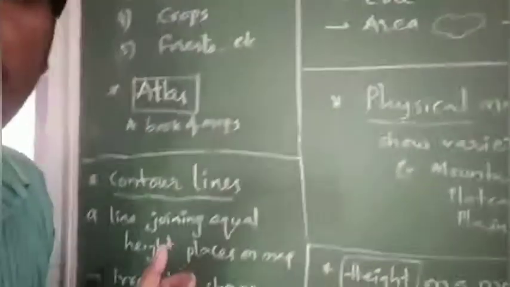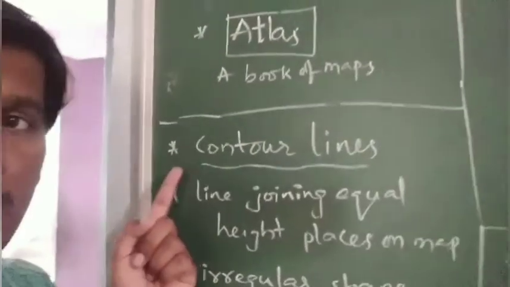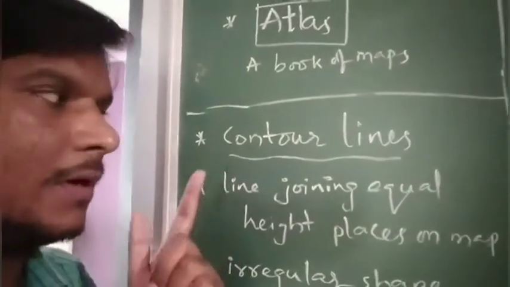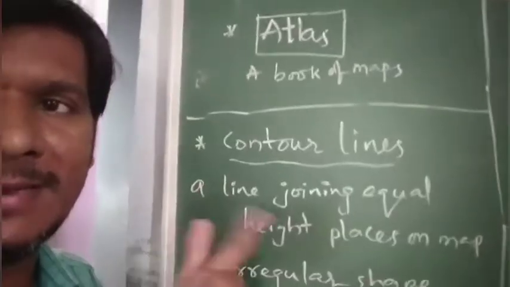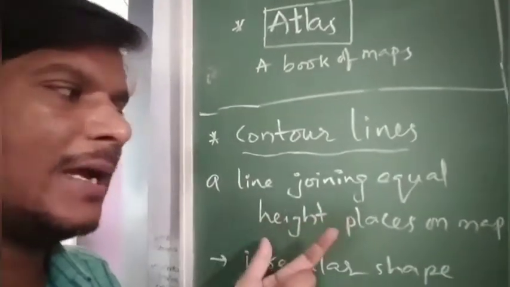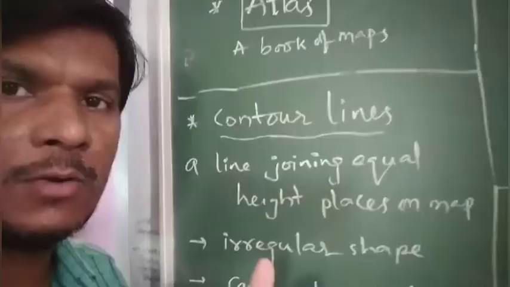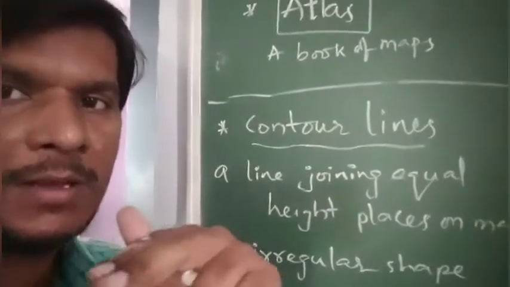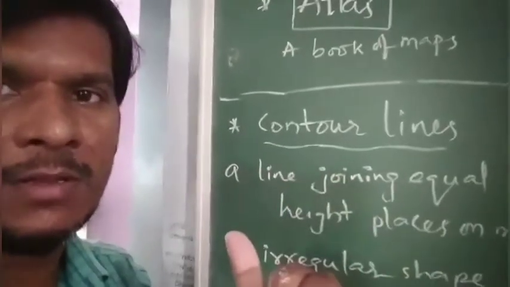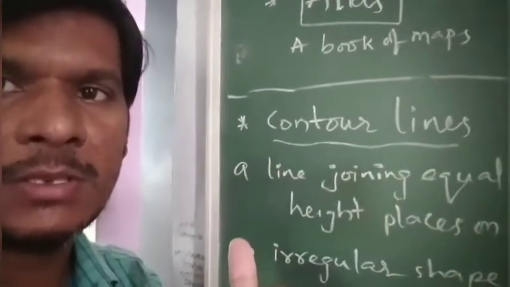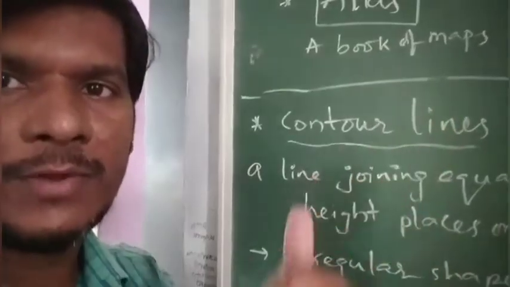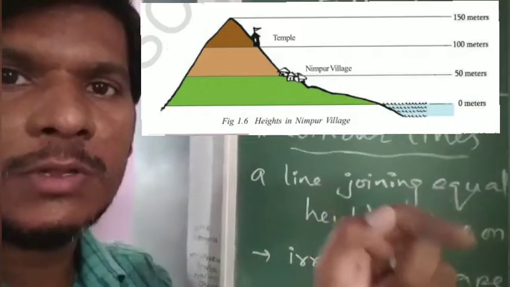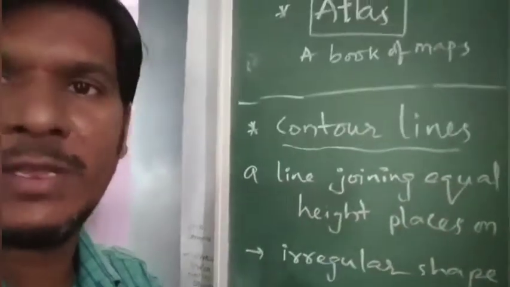Next, contour lines. We have to learn contour lines in this lesson. It is important from the examination point of view also. A contour is a line joining equal height places on a map. For example, from sea level we measure the height of a place. At 50 meters height we have one village. Another village also is at 50 meters. Both are connected with one line on a map, which shows both villages are at the same height of 50.